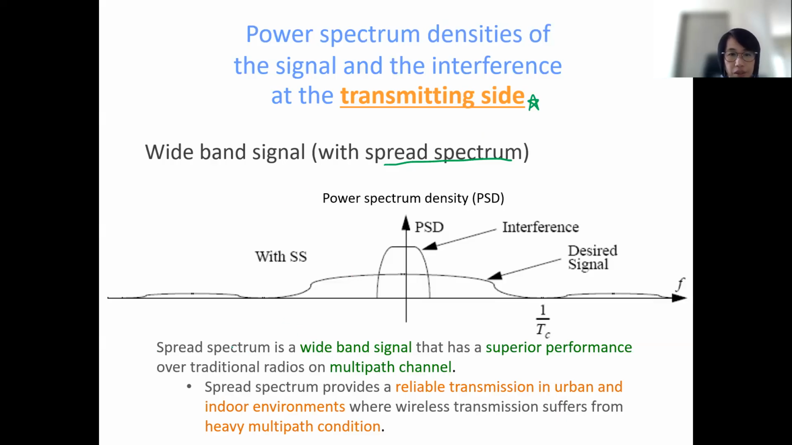Okay, so the spread spectrum is a wideband signal that has a superior performance over the traditional system over the multipath channel. It is mentioned that it provides reliable transmission in urban and indoor environments. It's just to show the benefits of using this technique. Reliable transmission, especially in urban and indoor environments, means that there is a really fluctuating signal, because in an indoor environment many signals arrive at the receiver.